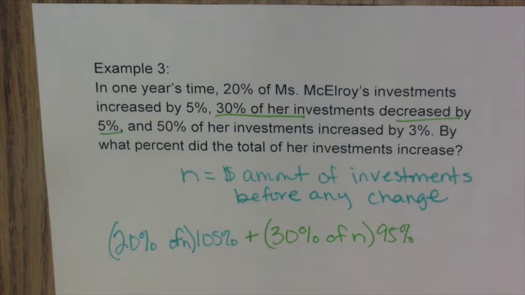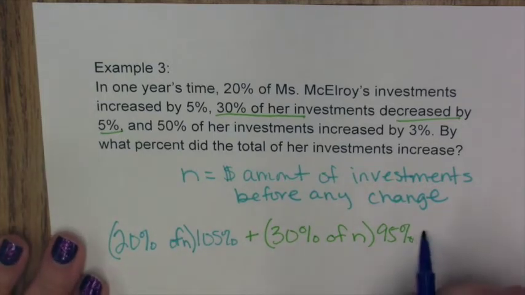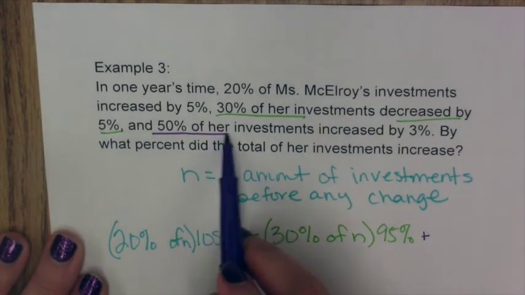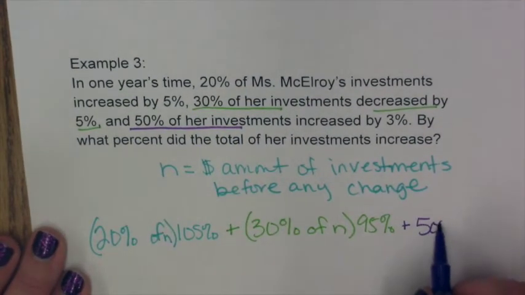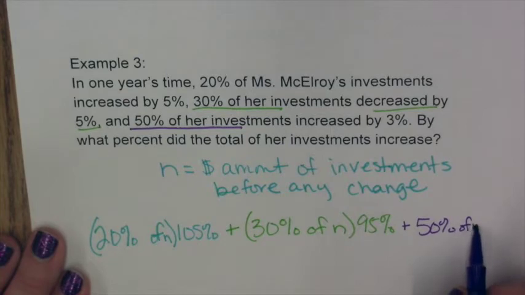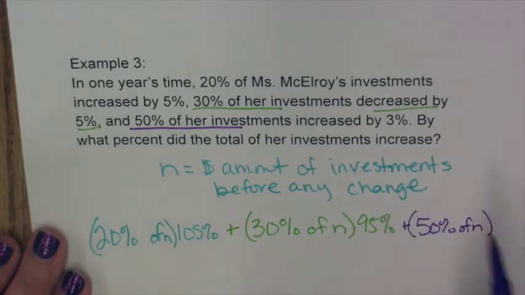Let's get another color here for our last section. Add to it 50% of her investments. See, we can squeeze it in. 50% of her investments increased by 3%, so 103%.